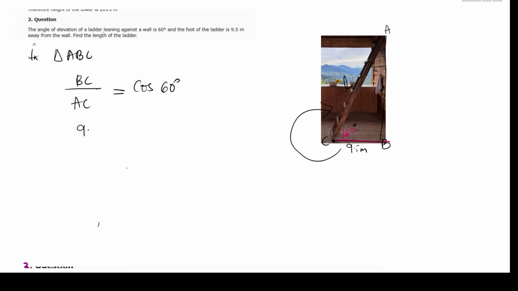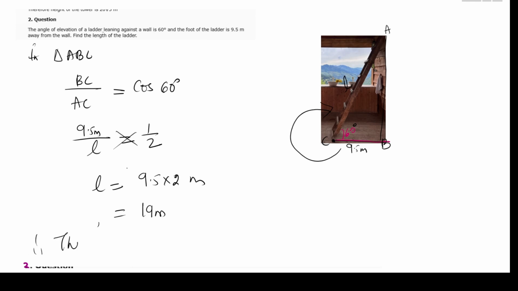Now BC is given as 9.5 meters. AC we are assuming as L in length. Cos 60 degrees is 1 by 2. So that is how you get L equal to 9.5 into 2 meters by cross multiplication. So 19 meters will be my length of the ladder. Therefore, the length of the ladder is equal to 19 meters.